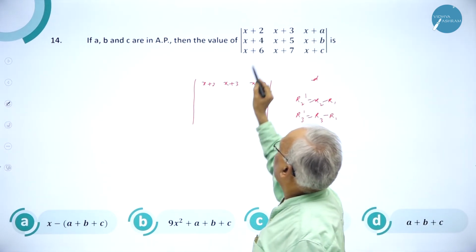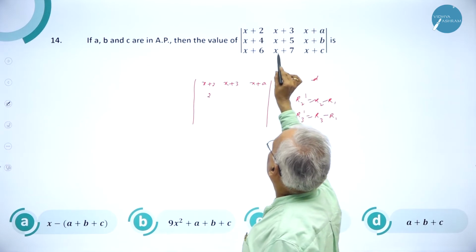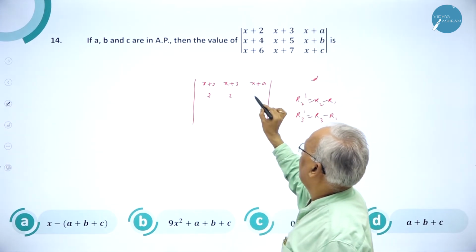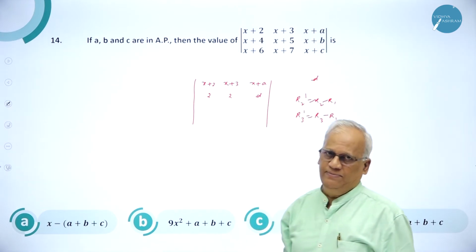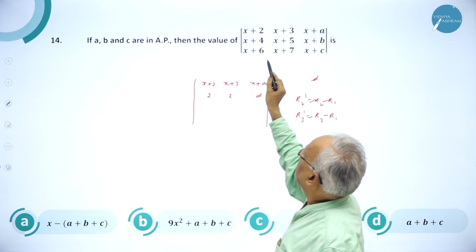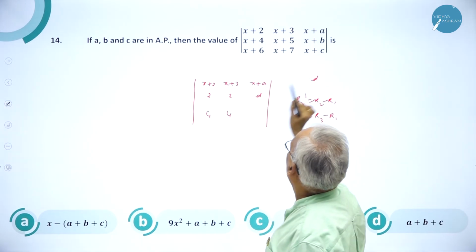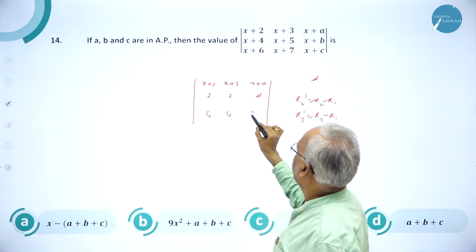So x plus 4 minus x plus 2 is 2. x plus 5 minus x plus 3 is 2. x plus b minus x plus a, that is b minus a, it is nothing but d. And next, x plus 6 minus x plus 2 is 4, x plus 7 minus x plus 3 is 4, and c minus a is 2d.